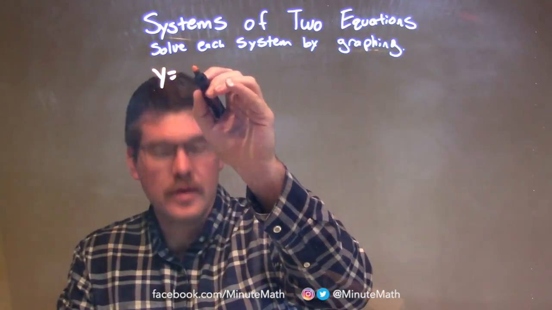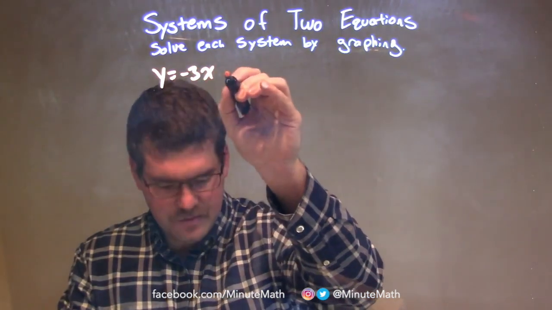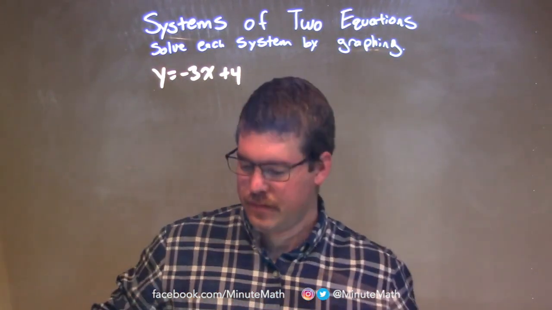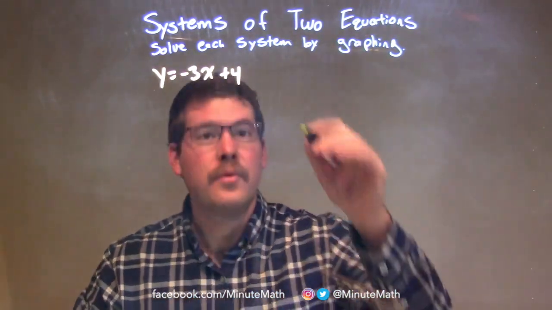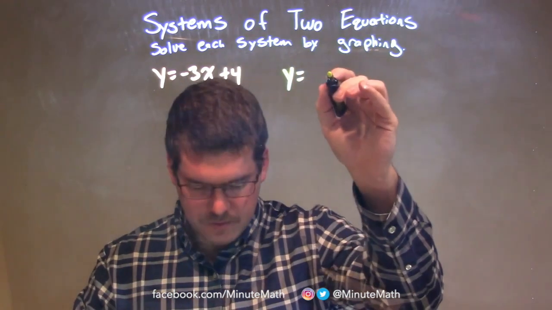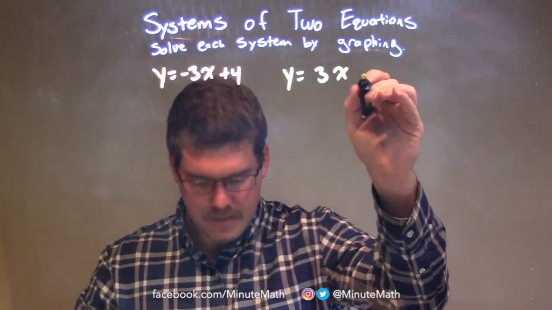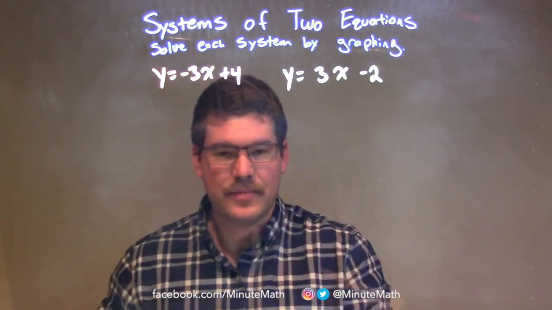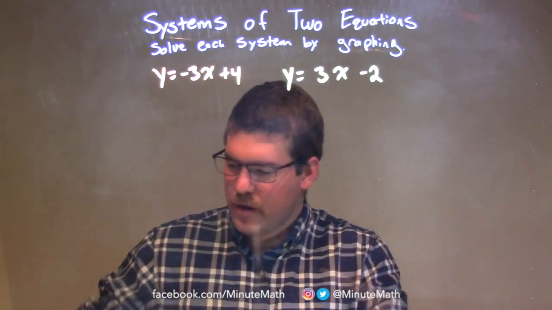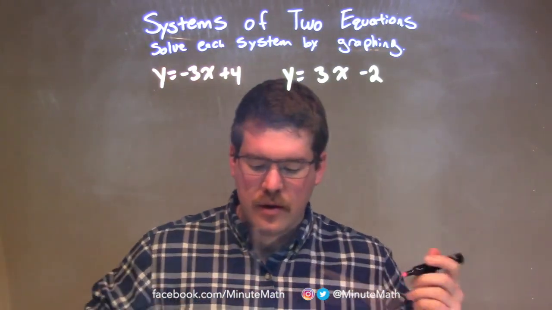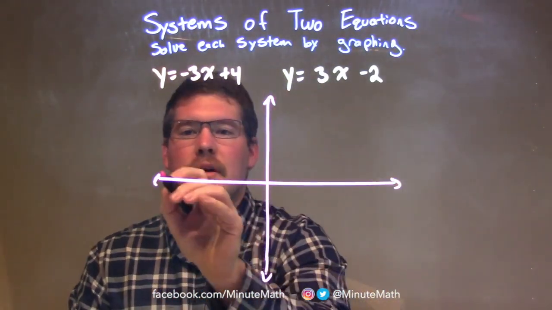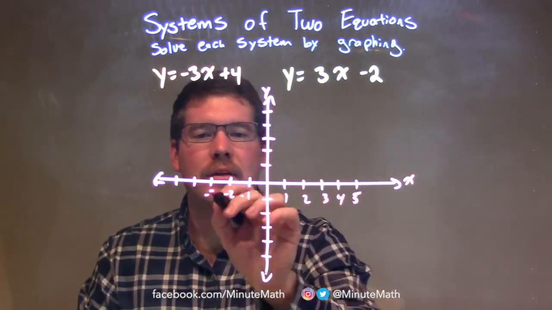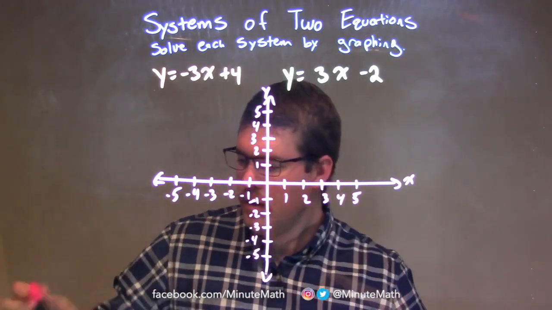Y equals negative 3x plus 4. Let's make the other one in yellow. Y equals 3x minus 2. And we needed to solve this by graphing, okay? By graphing. So let's go make a graph here, okay? So let's go graph this.